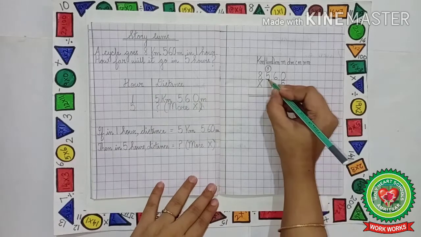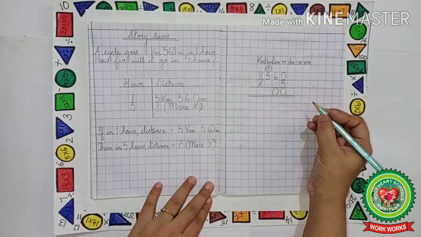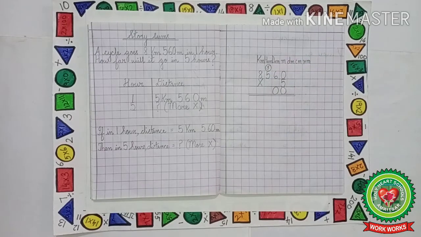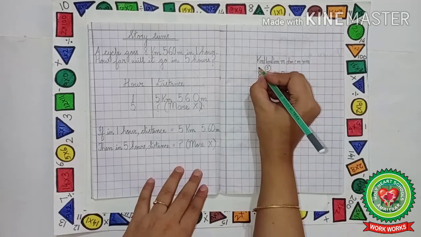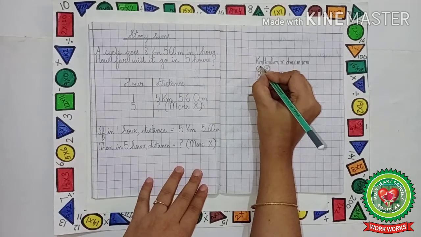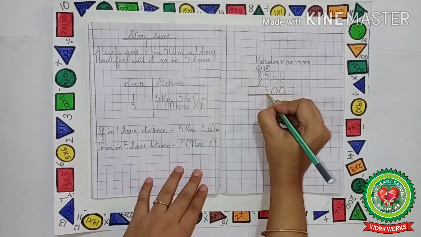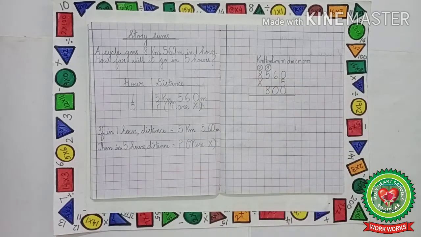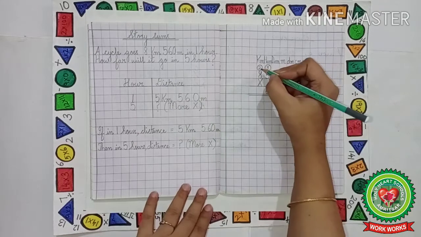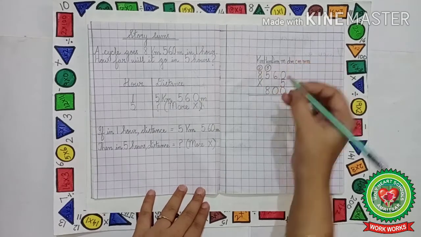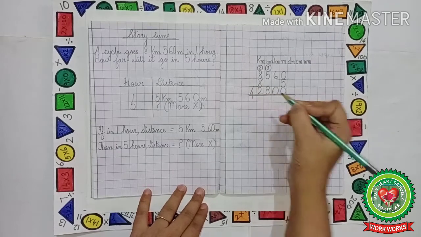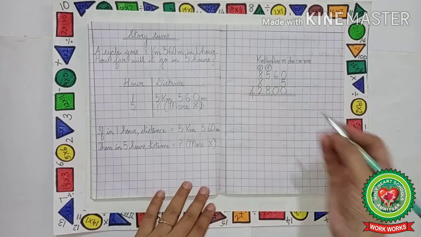Next is 5 fives are 25 plus 3, 26, 27, 28. So we will write 2 up as carry and 8 down. Now 5 eights are. 5 sevens are 35, 5 eights are 40. 40 plus 2 is 42. So we will write over here 42. Now what is the answer?